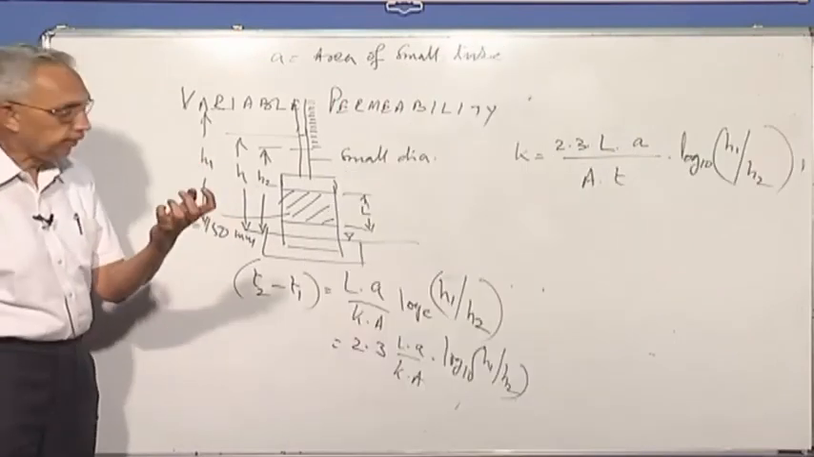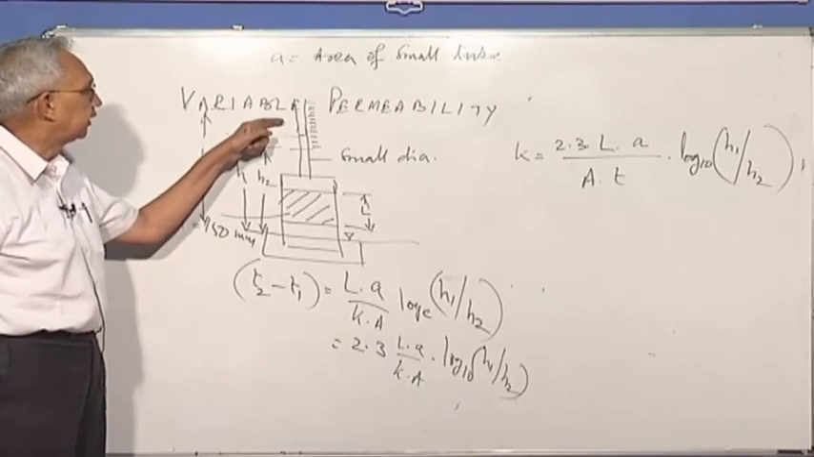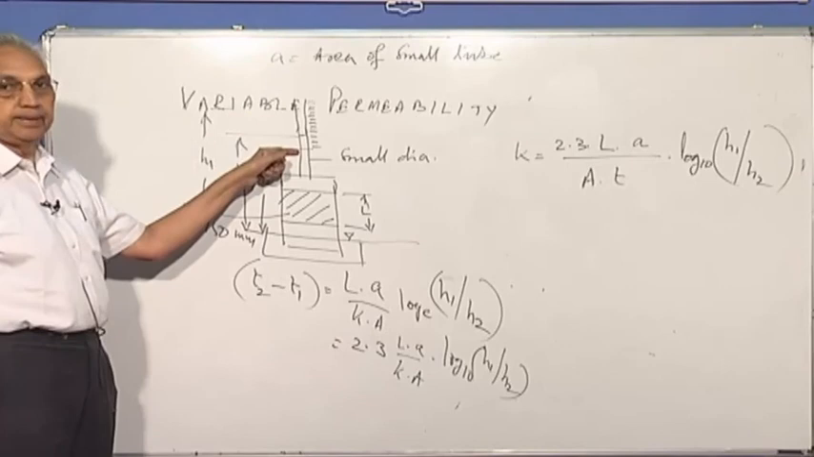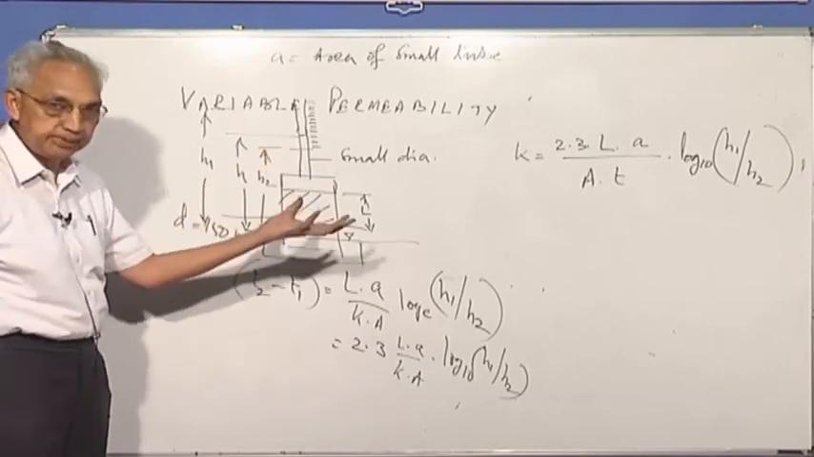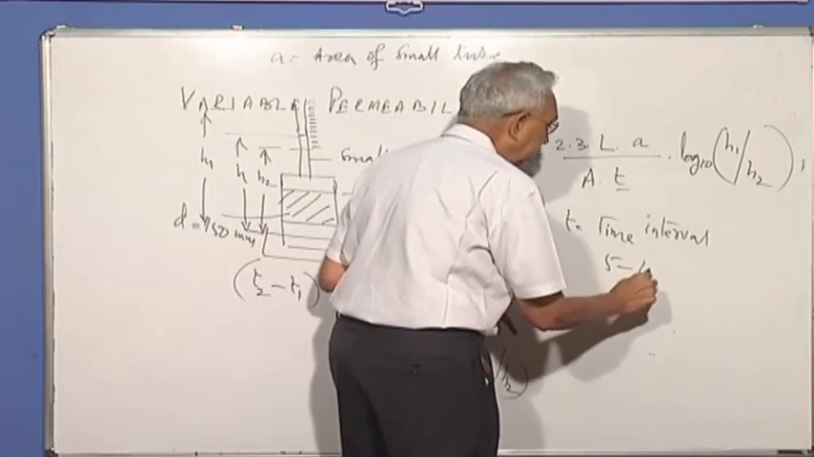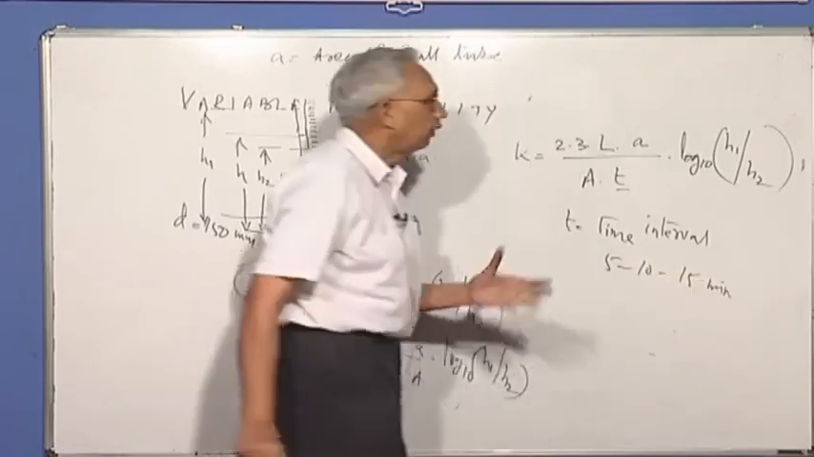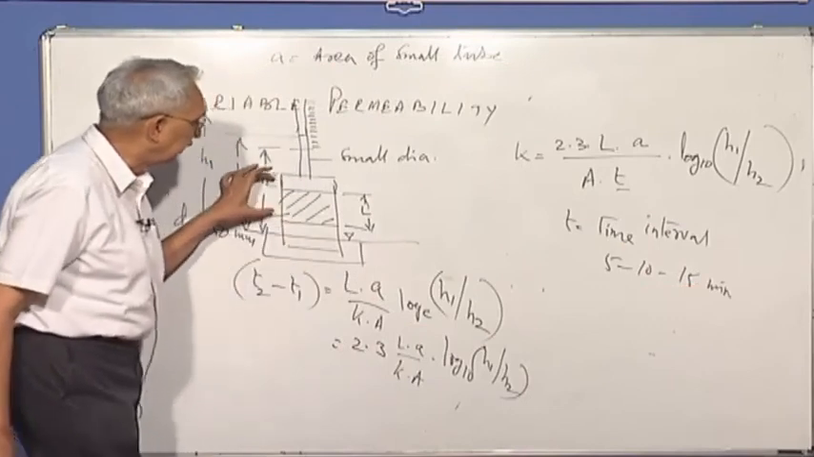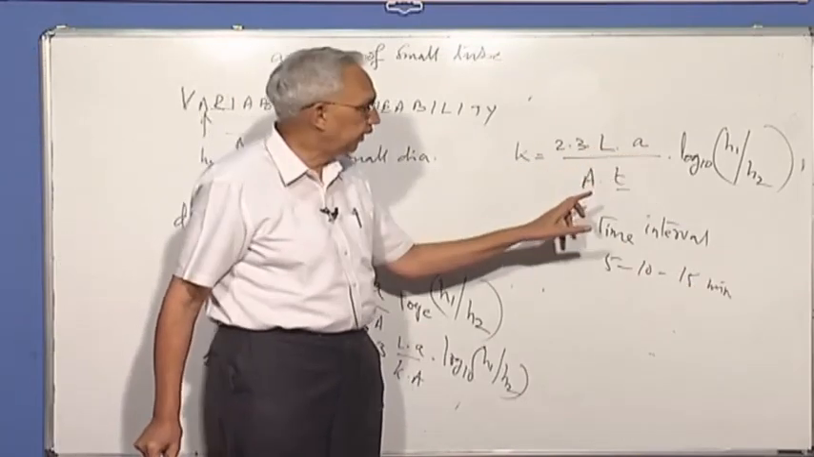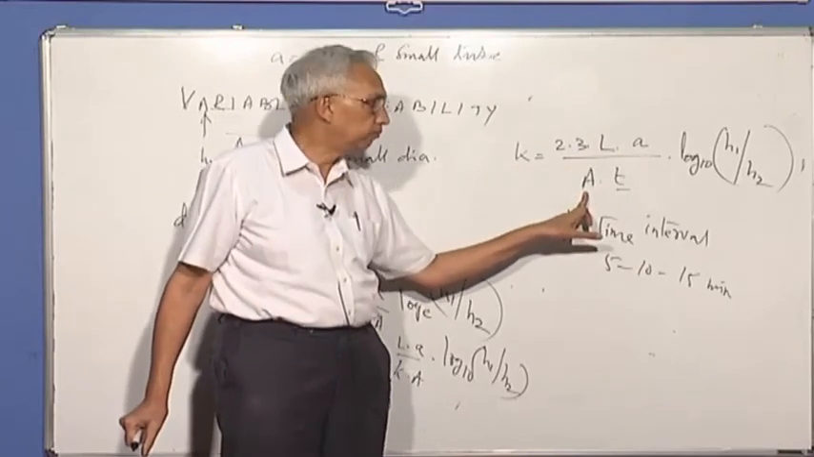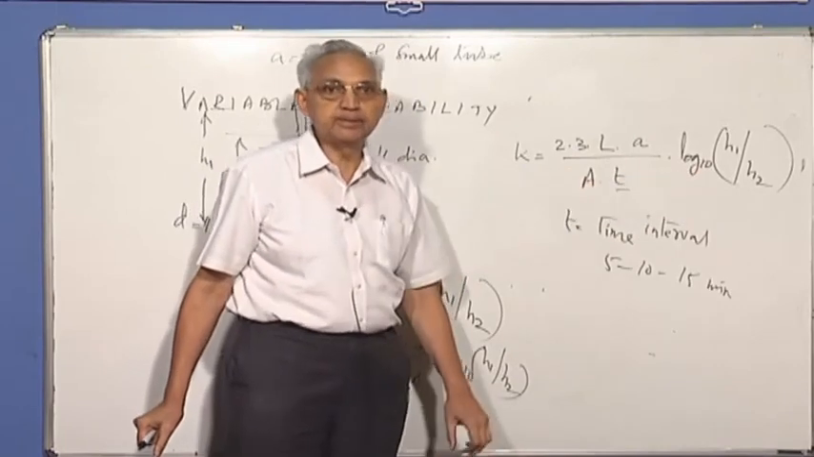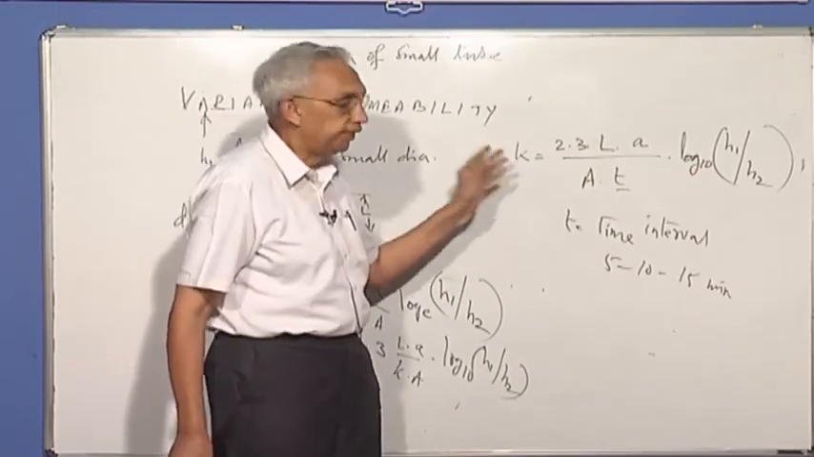you start the clock, measure the elevation here. After 5 minutes or 10 minutes, take the elevation again, you get h2. So you know the time interval could be 5, 10 or 15 minutes. All the parameters are known. You know the length of the sample, area of cross section of the tube, you know the total cross sectional area of the sample and the measured time, and the two heads h1 and h2. And that's how we determine.